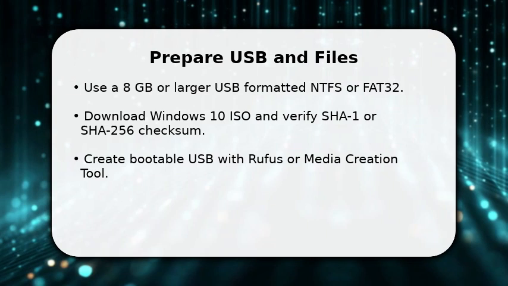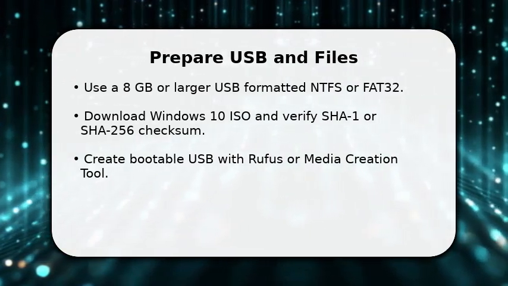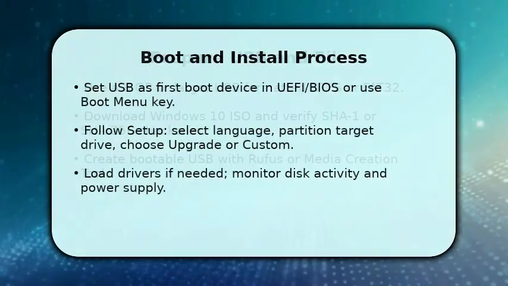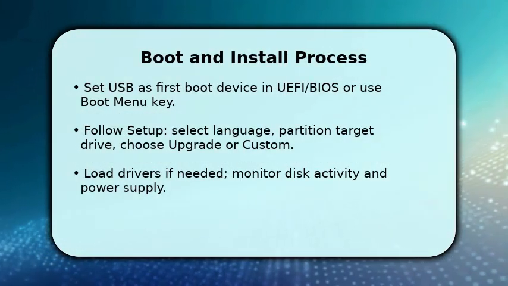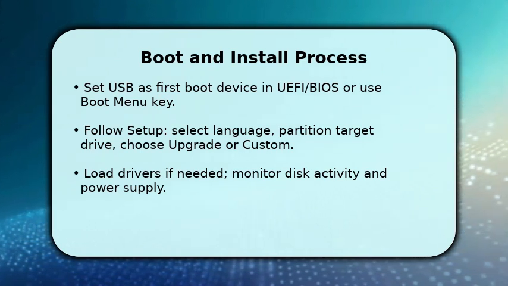Once the tool finishes, check the drive contains setup.exe, and in /sources, install.wim or install.esd. Now reboot the PC and boot from the USB. Use the firmware boot menu or change boot order in UEFI/BIOS.